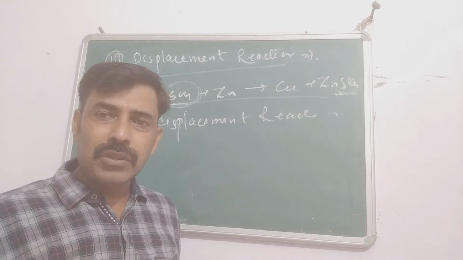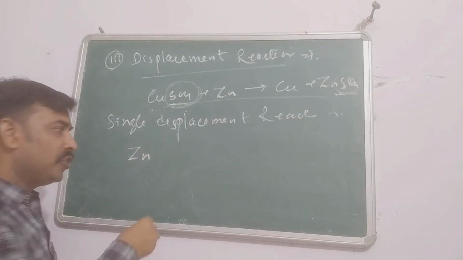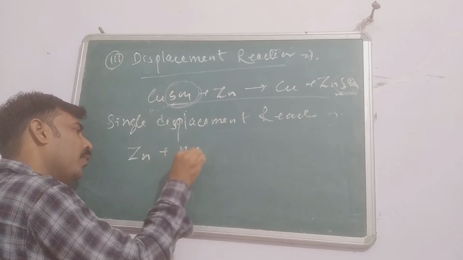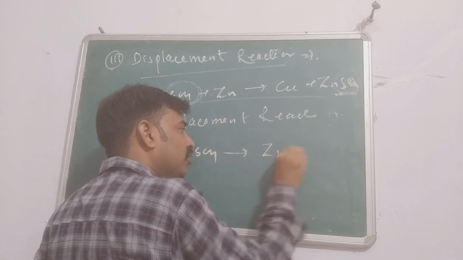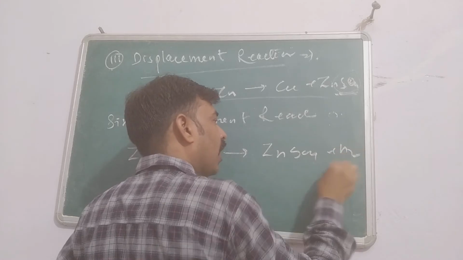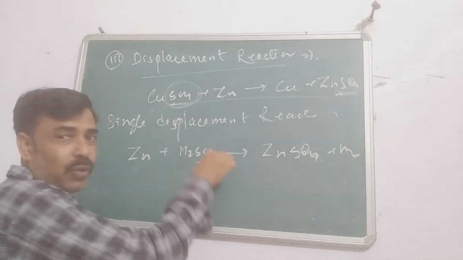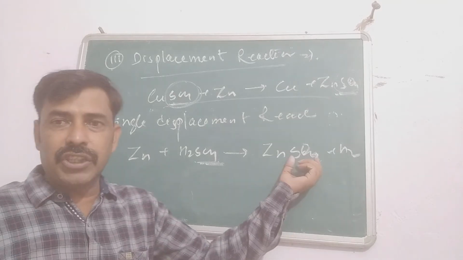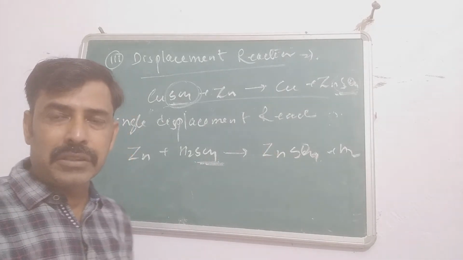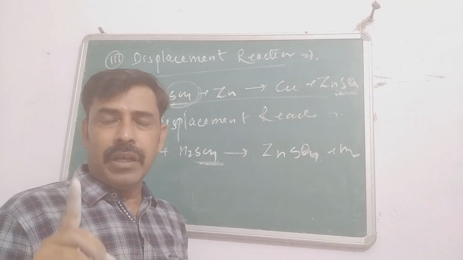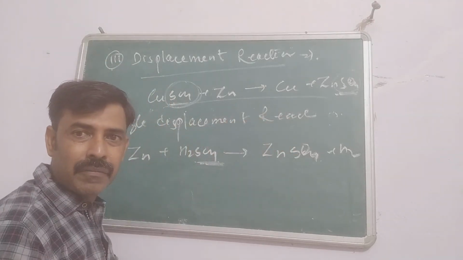Some other examples you can see in the class 9. You have seen an experiment. Zinc was treated with sulfuric acid H2SO4. What happened? It gives zinc sulfate plus hydrogen. You can see the sulfate which was on the hydrogen is now on the zinc. The displacement takes place, and how many displacement takes place? Just a single displacement, and this is the reason it is called a single displacement reaction.